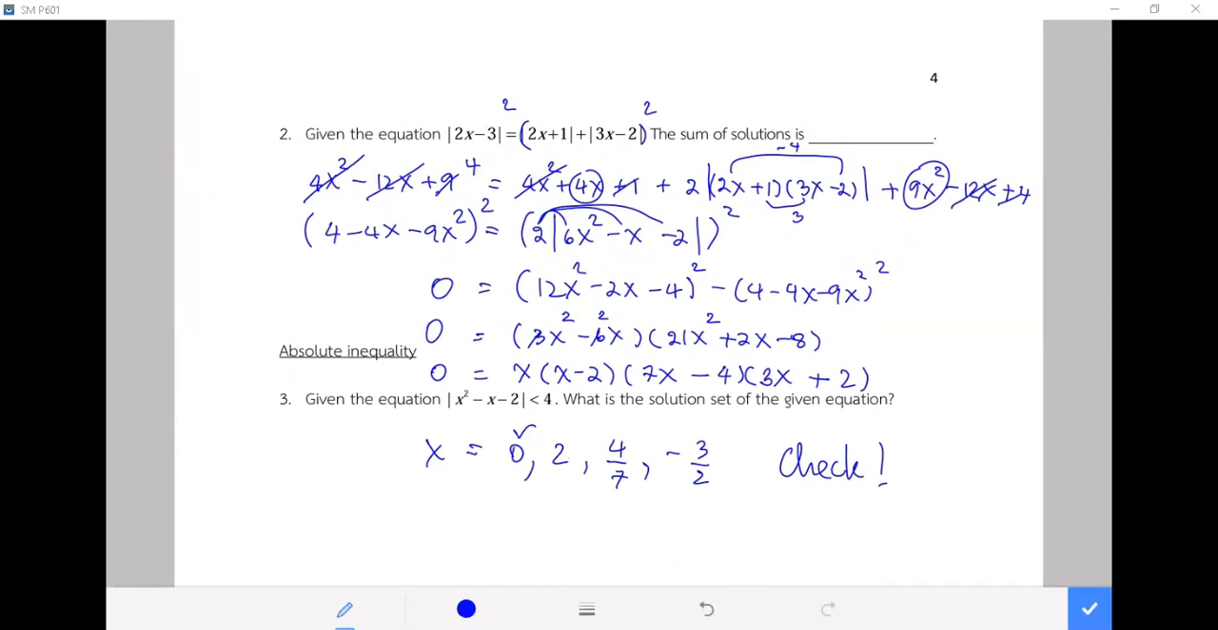Let's check 2, right? 2 times 2 is 4. 4 minus 3 is 1. Okay. 4 plus 1 is 5. So 1 is 5, and then 2 times 2 is 6. 6 minus 2 is 4. That's 4. Okay. So number 2 is not okay. 1 is not equal to 5 plus 4. Number 2 is not okay.